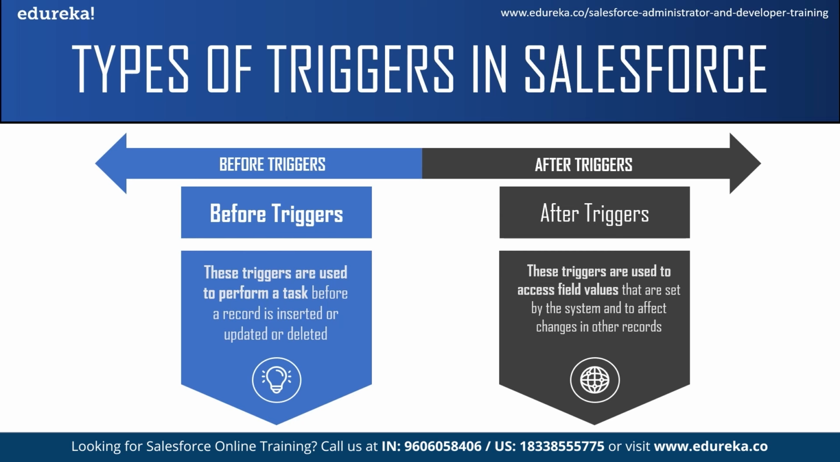Next, after triggers are used to access field values that are already set by the system, such as a record's ID or date or phone number field, and to affect changes in other records as well. These triggers are usually used to update or validate record values after they are saved to the database. Also, after triggers are read-only. You cannot make any changes to them. So these were the two types of triggers in Salesforce.